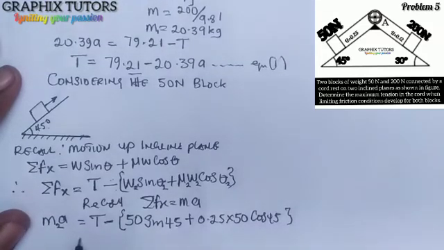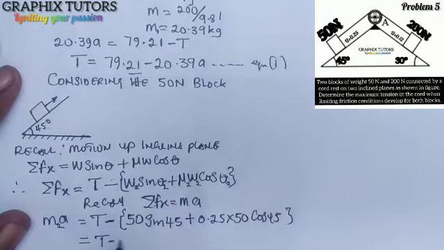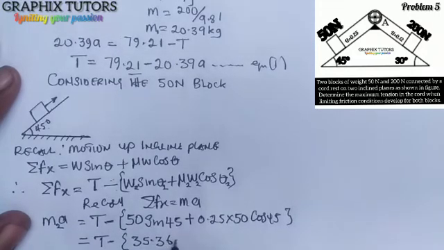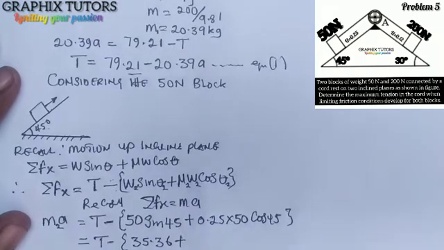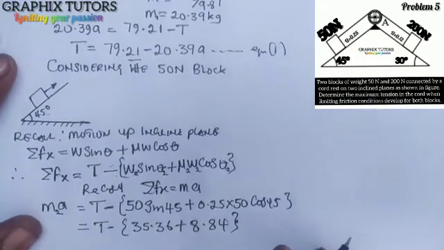So from here we are going to be having T minus, open the bracket, 50 sine 45. 50 times sine 45 will give us 35.36, plus cos 45 times 50 times 0.25, and that will give us 8.84. So we have 8.84. So we move forward.